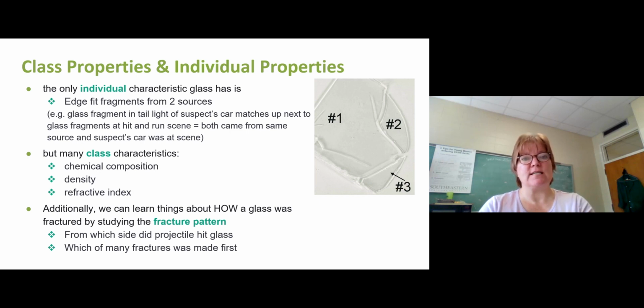Most of what we're going to see about glass, though, is class characteristics. So what is the composition of the glass? What chemicals are in it? All glass is not quite the same. What is the density of it, and what is the refractive index of it? Those are the three we're going to focus on.